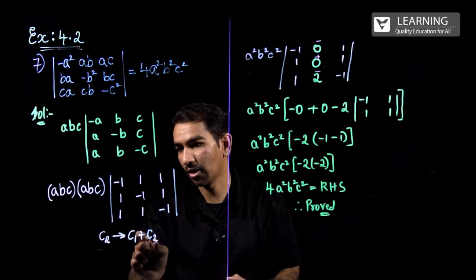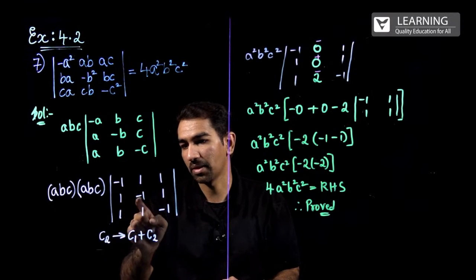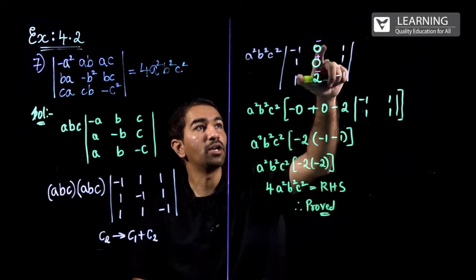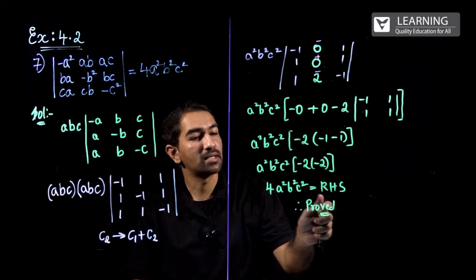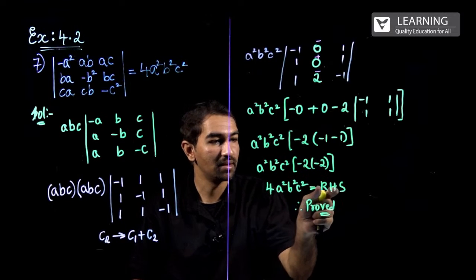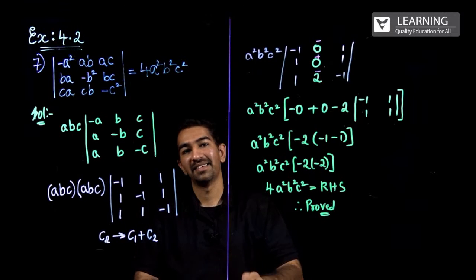We are adding column 1 and column 2. Minus 1 plus 1, plus 1 minus 1. This will become 2. So we got 2 zeros. Expanding the determinant with respect to column 2, we'll be getting the answer as 4a square, b square and c square, which is our right hand side, and hence it is proved.